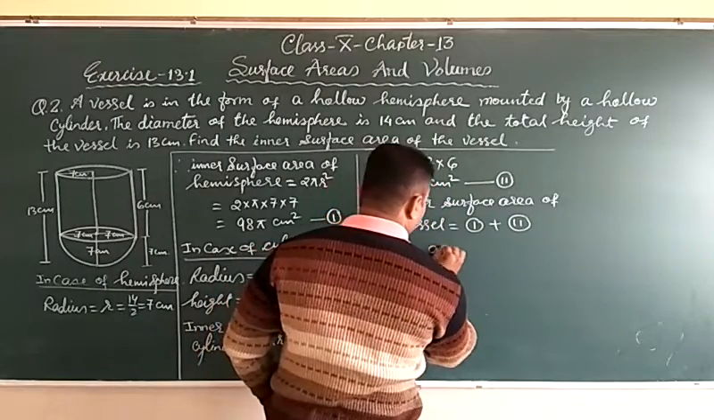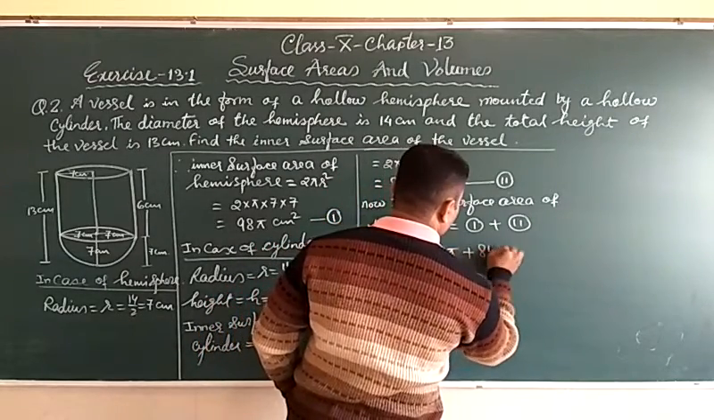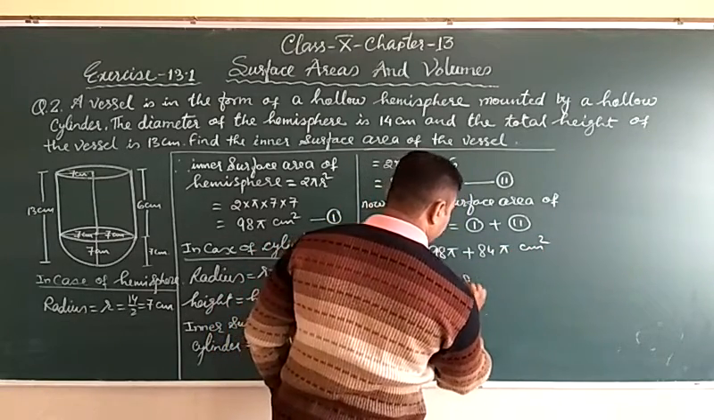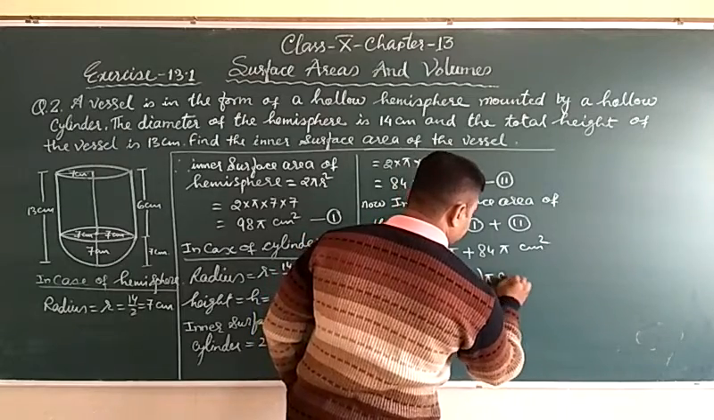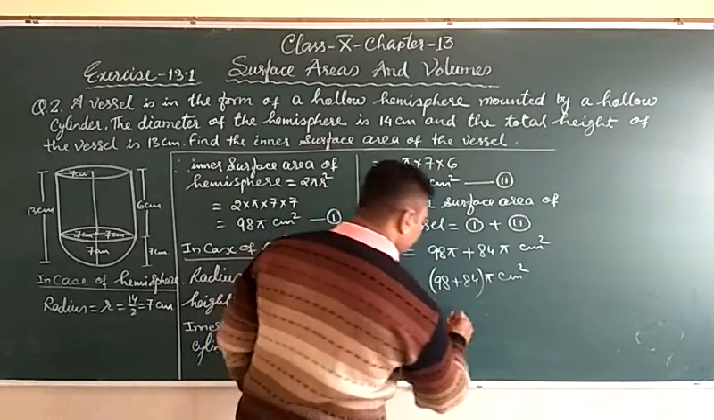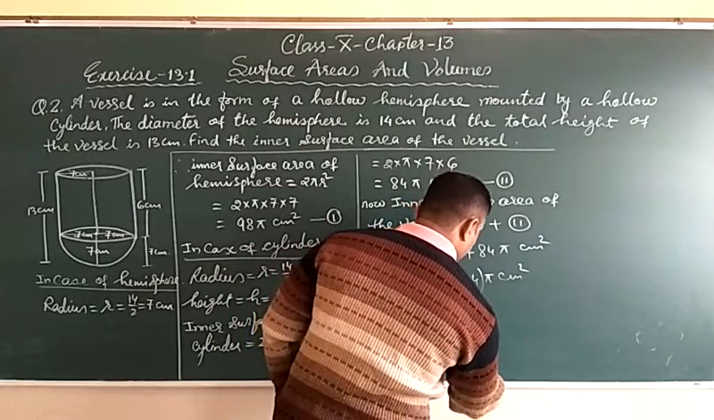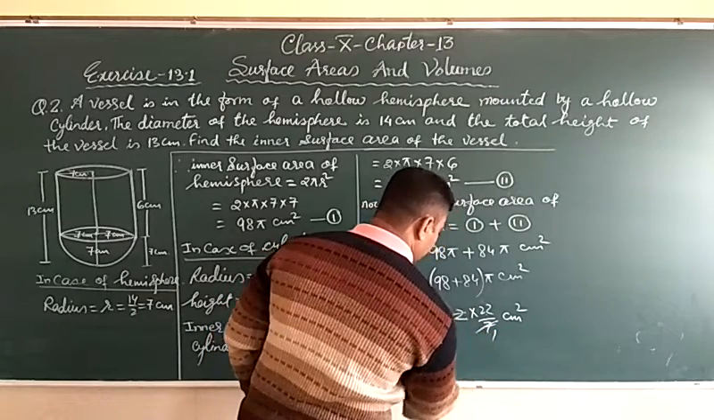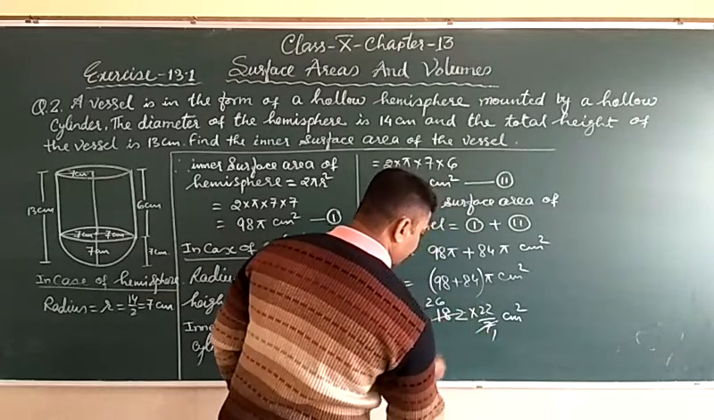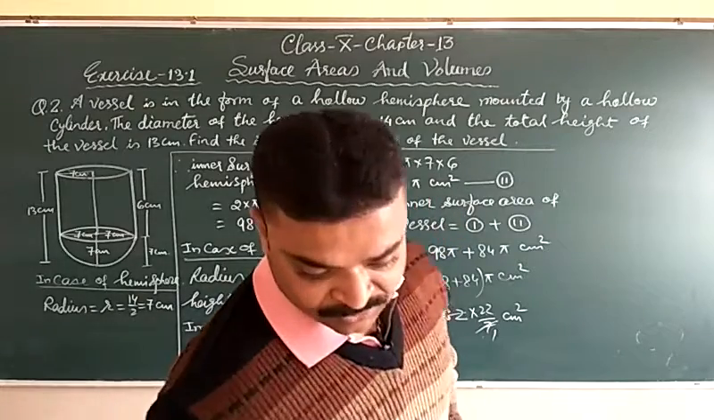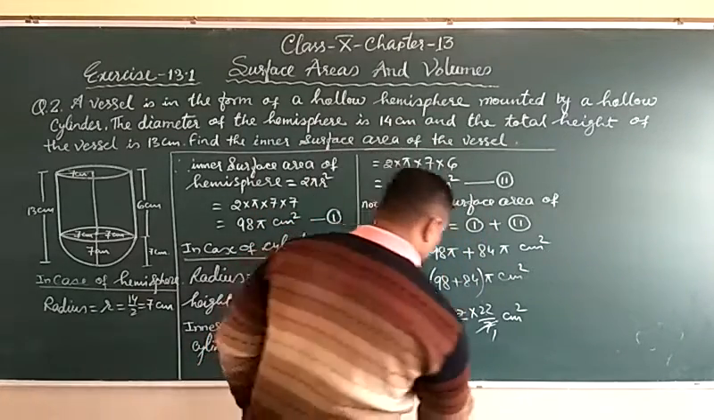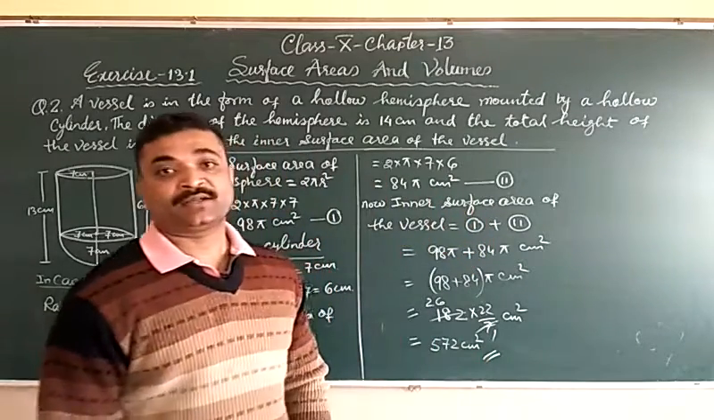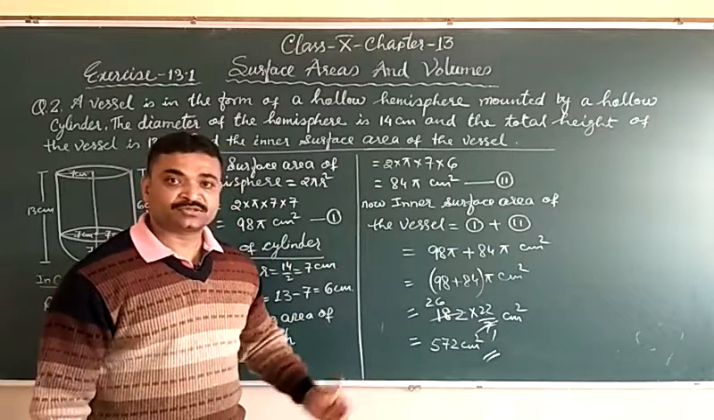1 is 98 pi plus 84 pi centimeter square, that is 98 plus 84 pi centimeter square. 98 plus 84 is 182 pi, that is 22 upon 7 centimeter square. 7 into 26 is 182, so 26 into 22, that is 572 centimeter square, is the required answer. So students, pause the video to note it down.